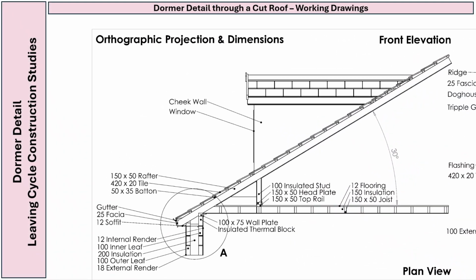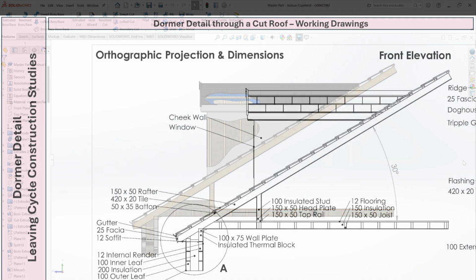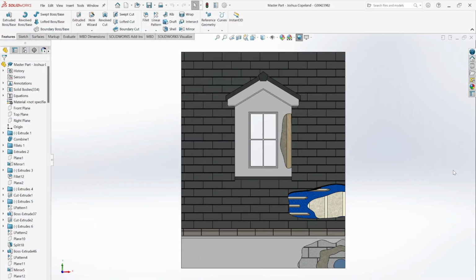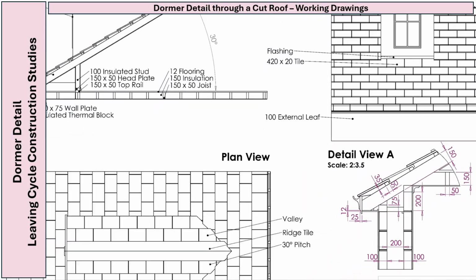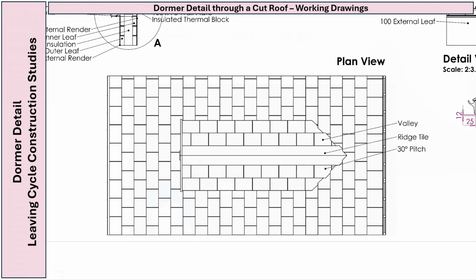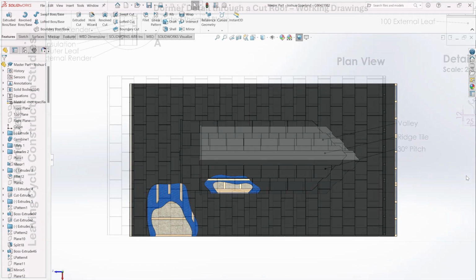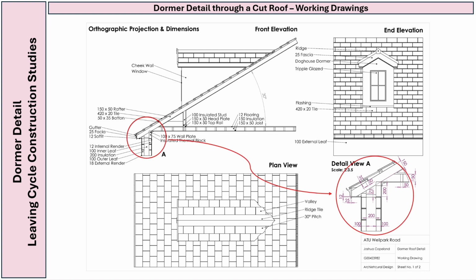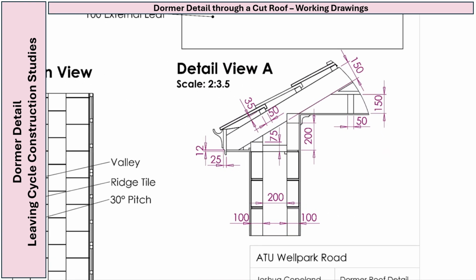The key components of a dormer are labelled in the front elevation. Planning authorities typically limit the width of a dormer to about 3.5 metres. Dormers usually align with the main roof's pitch, here it's set at 30 degrees. The detail view highlights the key dimensions of the passive block eaves.